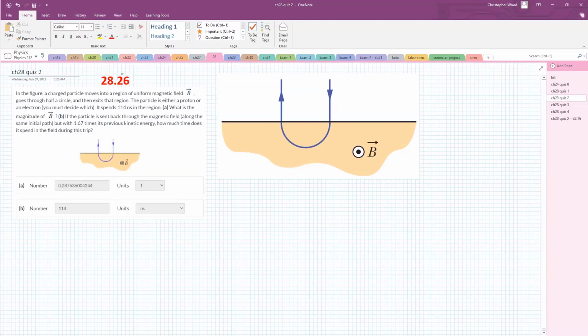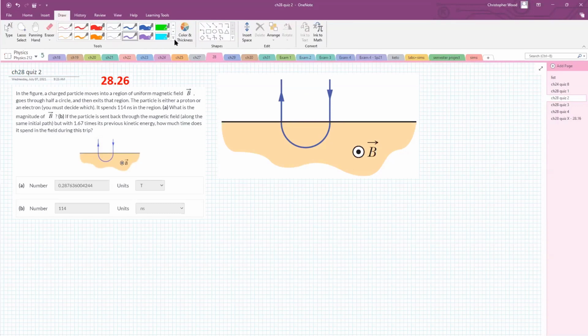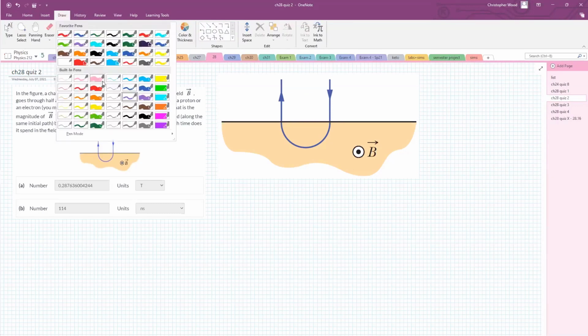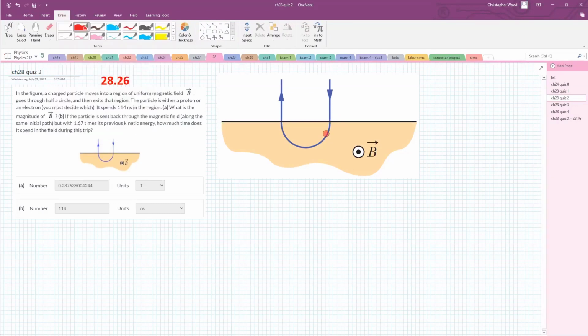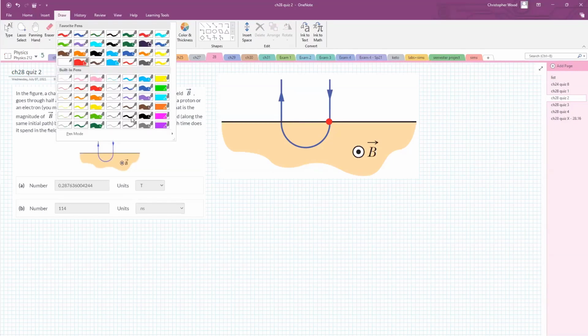So anyway, we have a particle. I'm going to draw a particle. Here's my particle that's encountering a magnetic field region. I'm going to draw this particle right here, right at the transition between outside and inside. So my particle right there. There's where my particle enters the magnetic field. And this particle is either a proton or an electron.